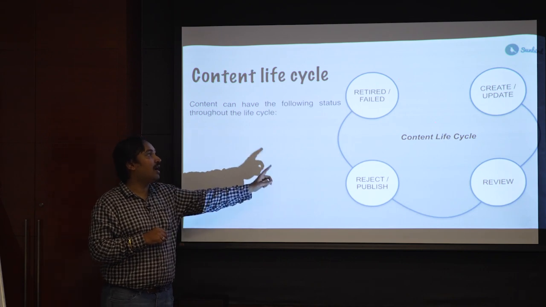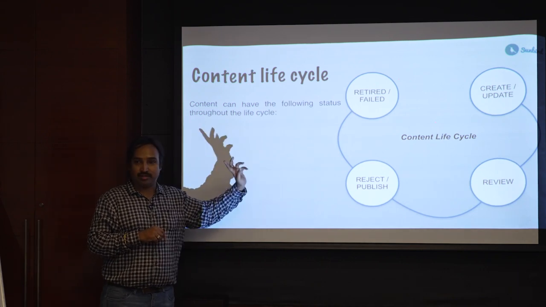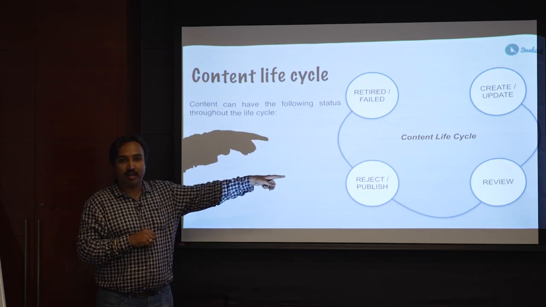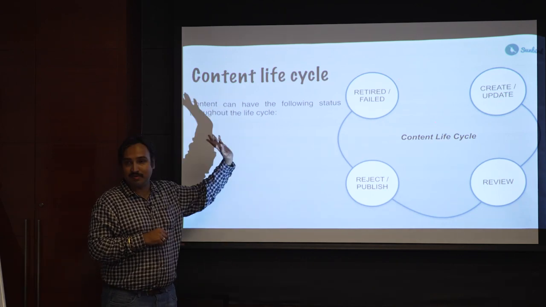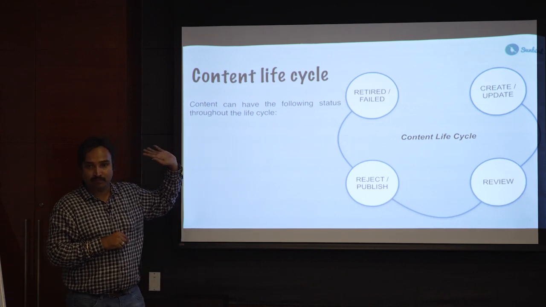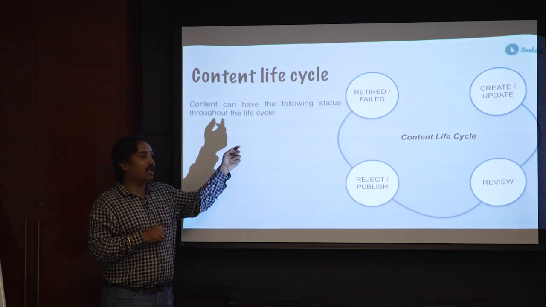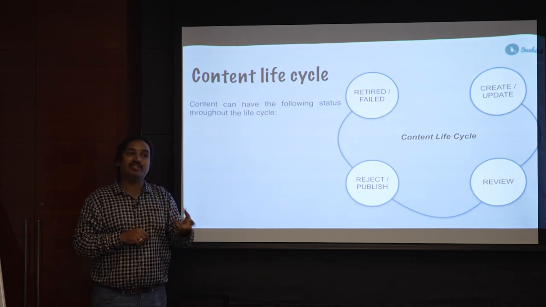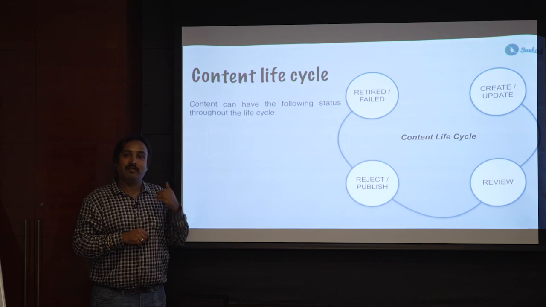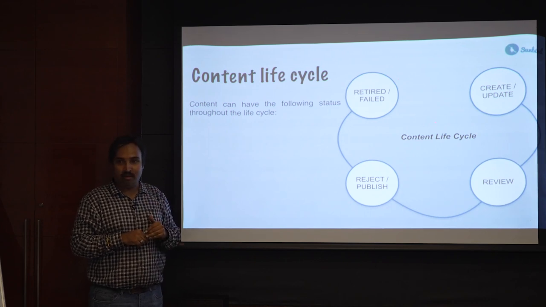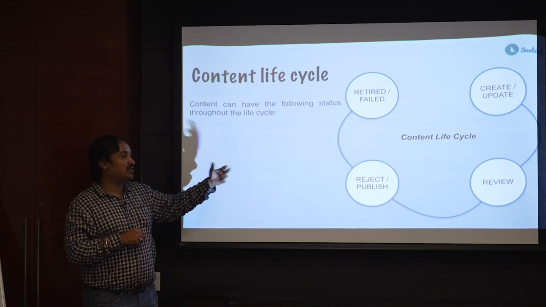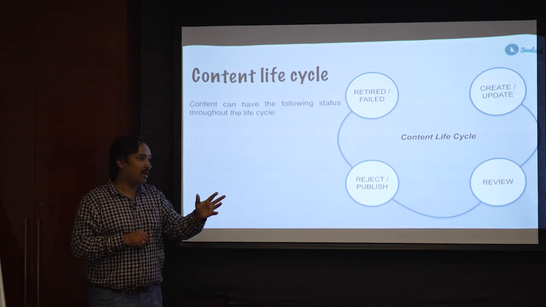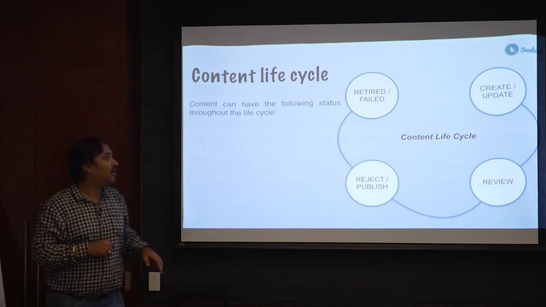Now it can go into either a publish cycle or a rejection cycle. Once it gets rejected, it goes back for further modifications. If it is published, it becomes live for overall consumption. There is also a possibility that it can be retired or failed. Retired is basically when the content is no more relevant for the system. Someone can go and retire that content. Failed is when the processing could not happen on the publish, and it gets into a failed bucket. I hope I am right on the failed. Perfect.